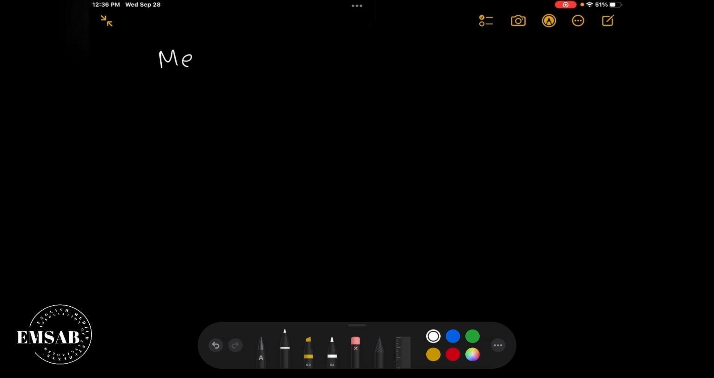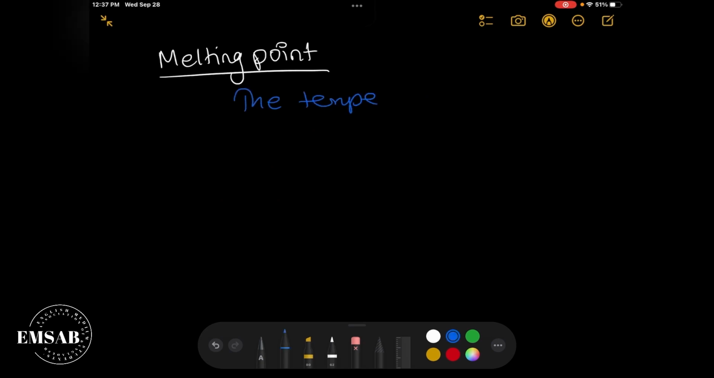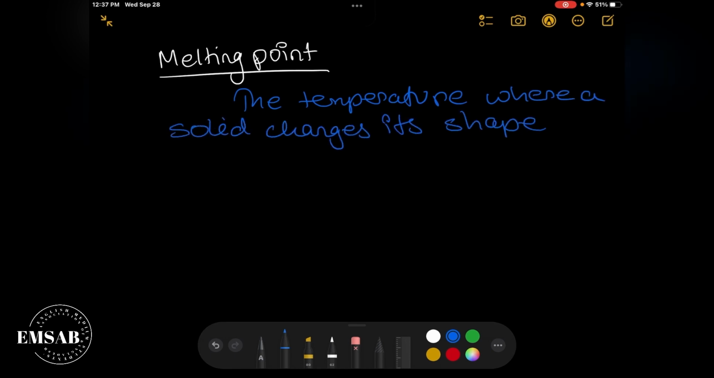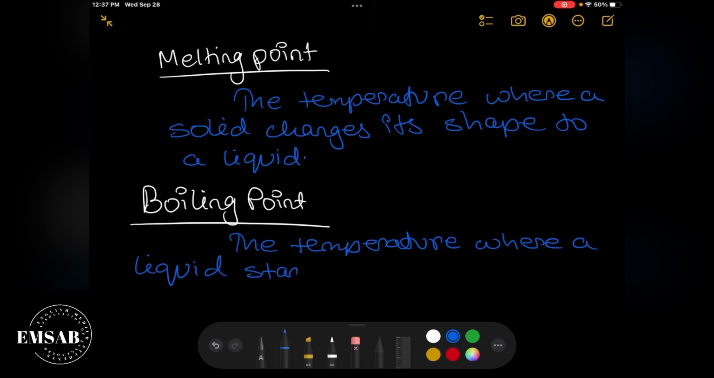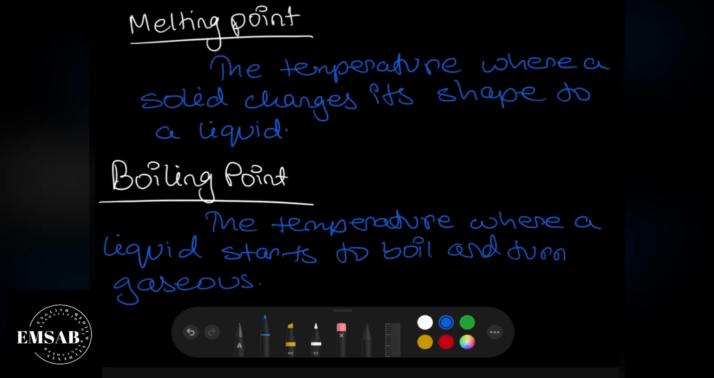Let's have a look at melting point and boiling point. Melting point, the temperature where a solid changes its state to a liquid. A famous example is the melting point of water is 0 degrees Celsius. Boiling point, the temperature where a liquid starts to boil and turns gaseous. For example, the boiling point of water is 100 degrees Celsius.